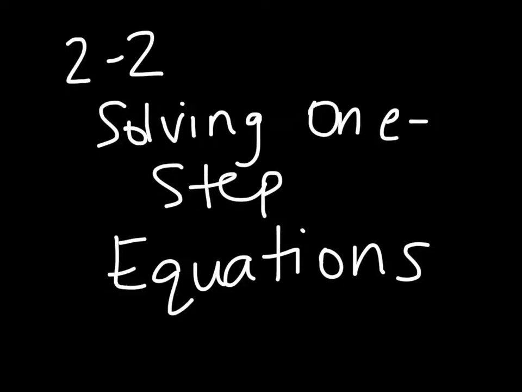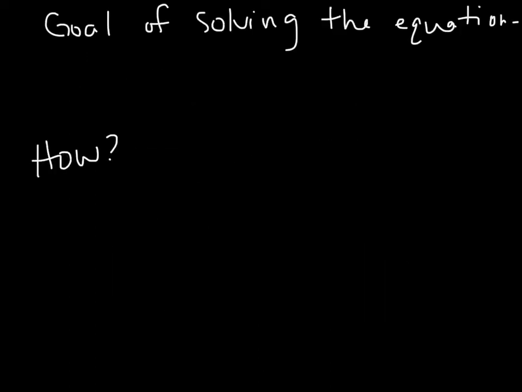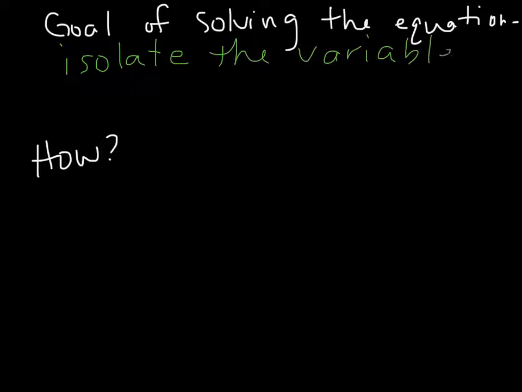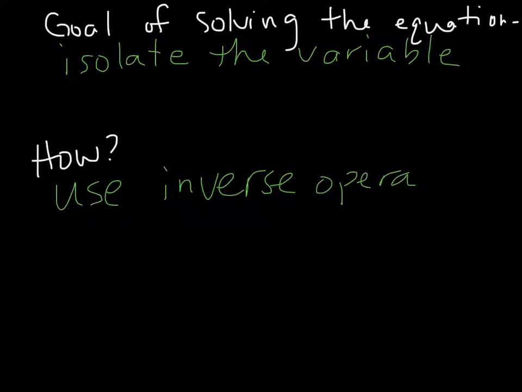Lesson 2.2, solving one-step equations. So remember, the goal of solving an equation is to isolate the variable. Our goal is that we want to get that variable all by itself. And how do we do that? We use inverse operations.